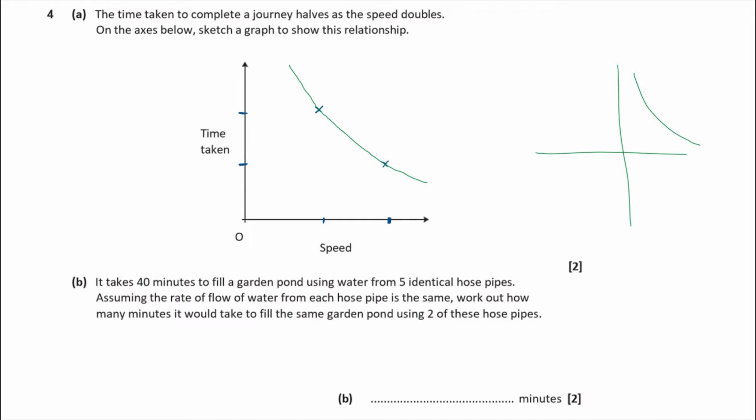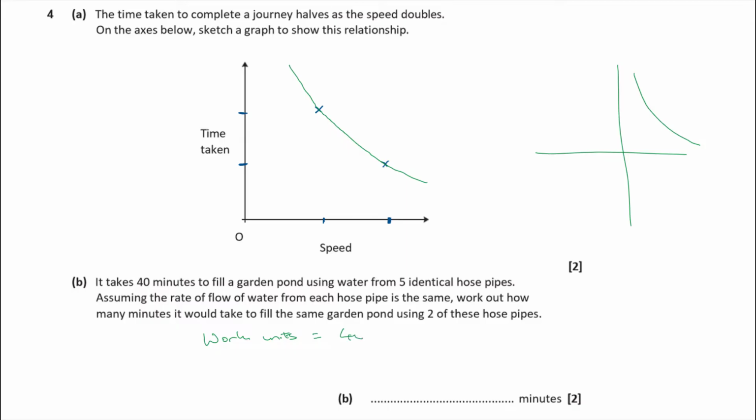Okay. Part B says it takes 40 minutes to fill a garden pond using water from 5 identical hoses. Assuming the rate of flow of the water from each hose is the same, work out how many minutes it would take to fill the same garden pond using 2 of those hose pipes. Okay, so if I'm filling the pond up with 5 hoses for 40 minutes, how much time would it take for one? It's a bit like work units. I can always call these work units. It's really the amount of water that goes in this case.